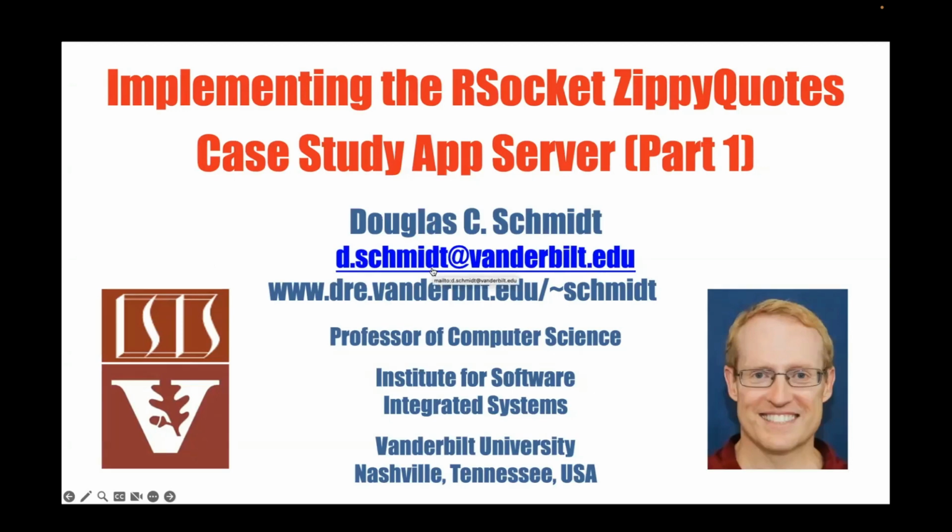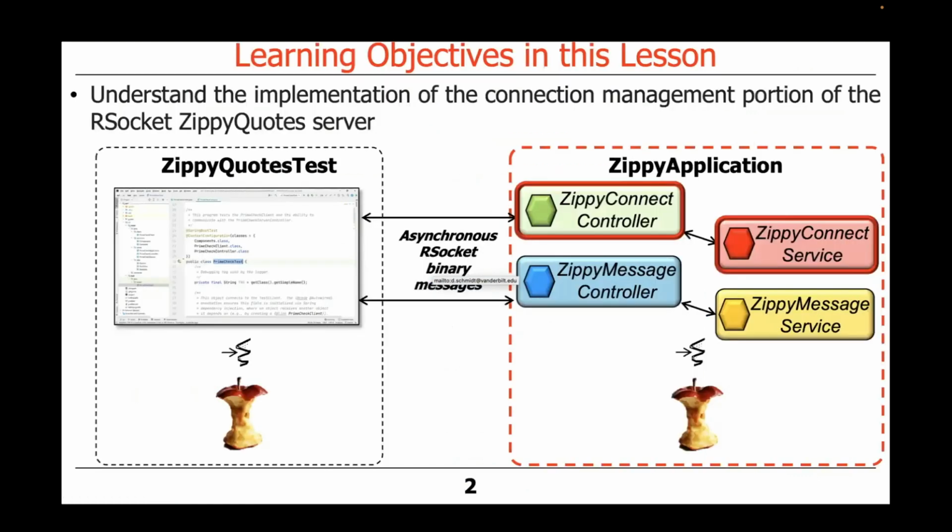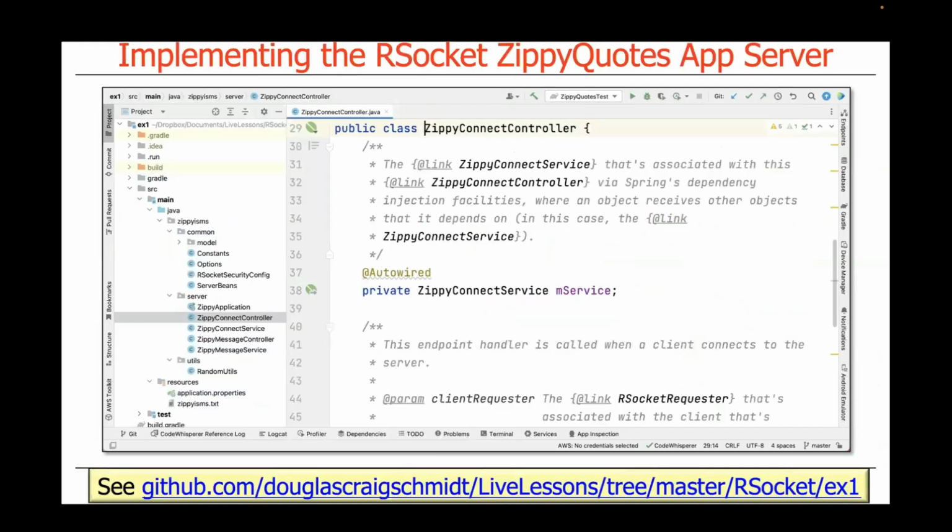We're now going to walk through the implementation of the first part of the ZippyQuotes server. And in particular, we're going to look at the connection management portion of the server. And you can find that at the link at the bottom of the slide in the EX1 project in my RSocket folder in my Live Lessons GitHub repository.